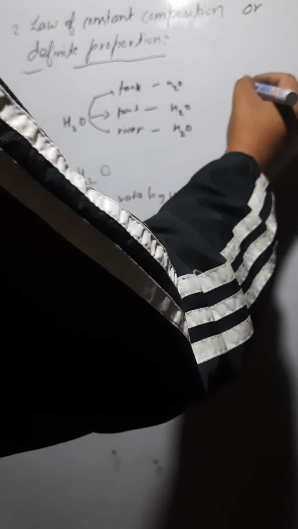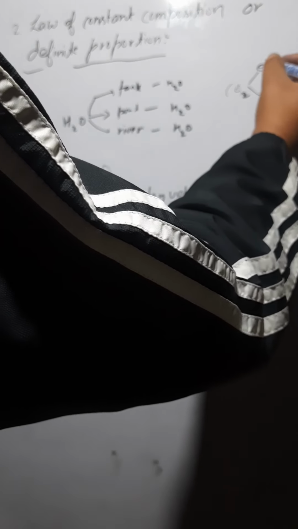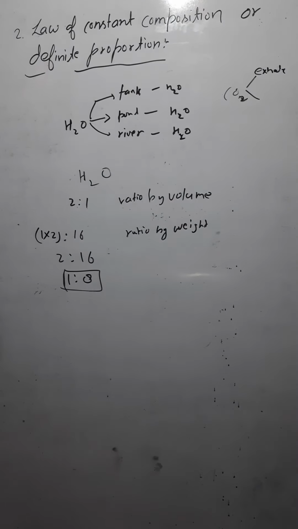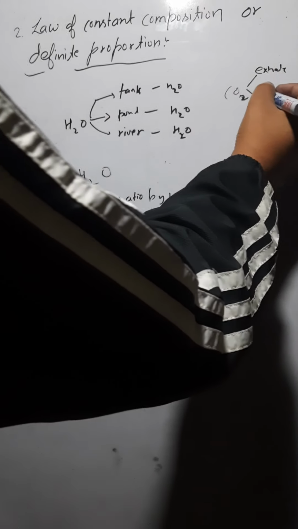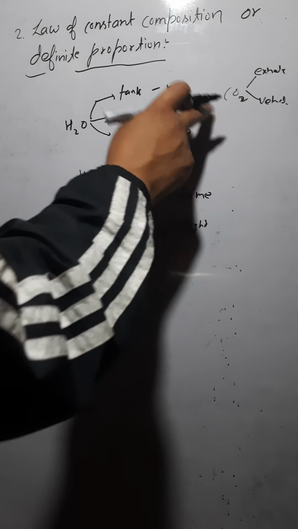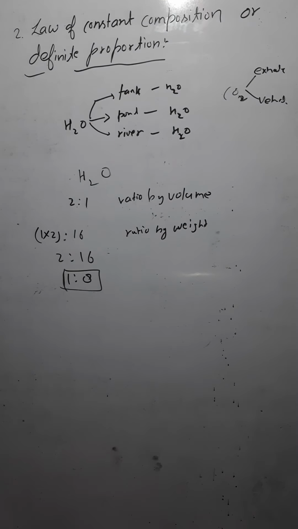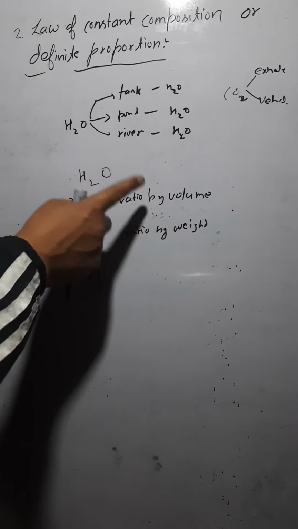Let's take another example, CO2. Again, we have different sources of CO2. Let me take two sources. We are exhaling CO2 in our exhalation process, we are just emitting out CO2. And similarly, from vehicles also we are getting CO2. So everywhere you would find that carbon and oxygen are going to combine to form CO2 in a fixed ratio by volume and by weight.